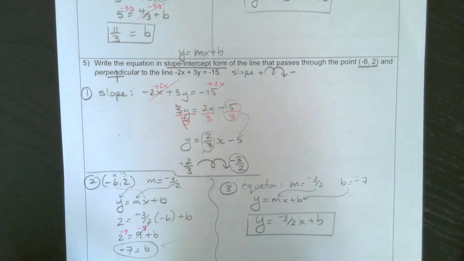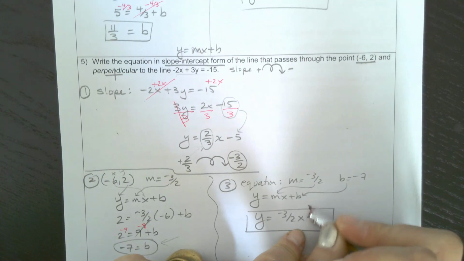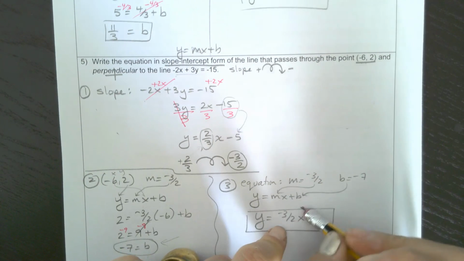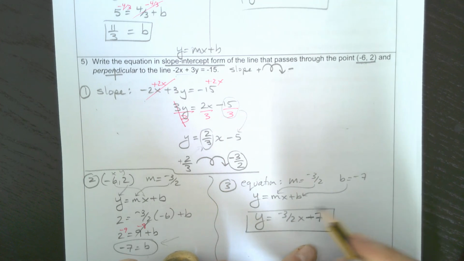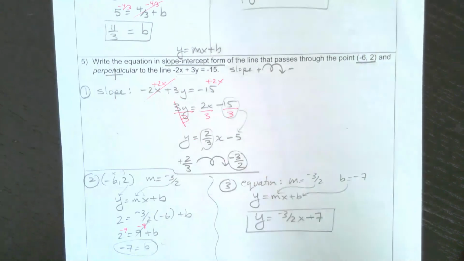Oh, just wait. Why did I put b? I should put, silly me. Let's just be minus 7. Because b is minus 7. Okay.